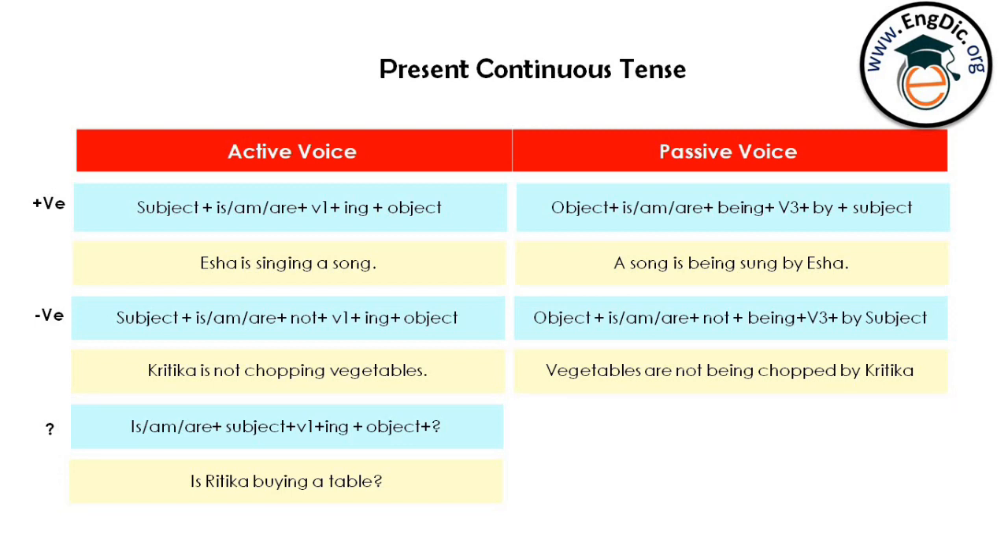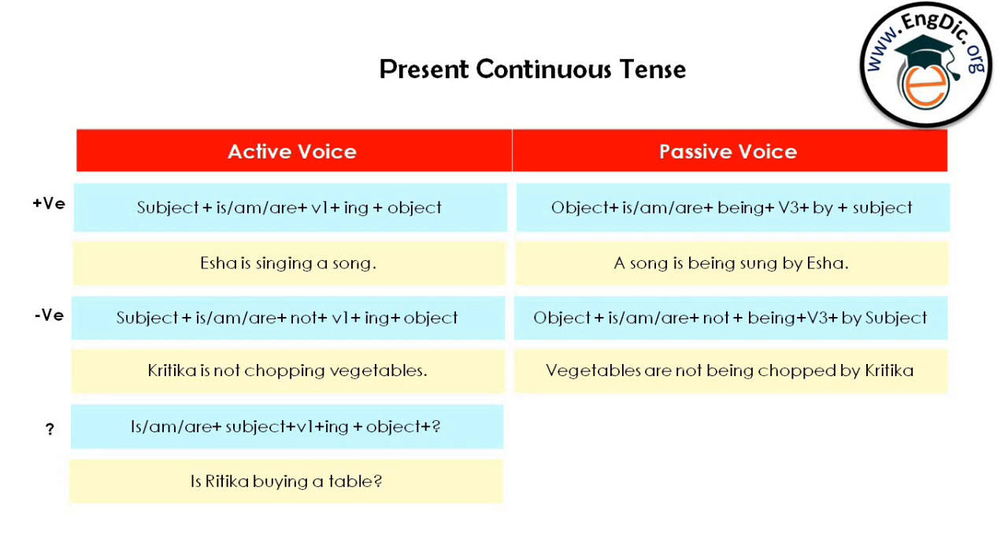The example is: Is Ritika buying a table? Question mark. We have put is at the start of the sentence, then the subject Ritika, then the first form of verb buy, and then ing, buying, a table, the object, and then the question mark. Is Ritika buying a table?